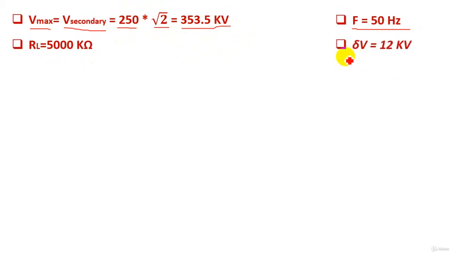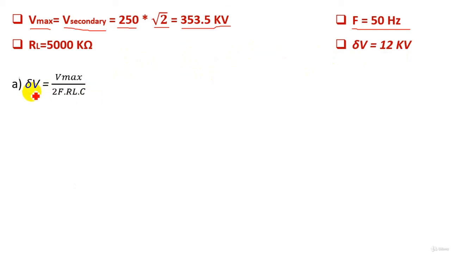And also the ripple voltage should be limited to 12 kilovolt. These are the givens of the problem. Now let's find the first requirement. We need to find the smoothing capacitor to limit this ripple voltage to 12 kilovolt.